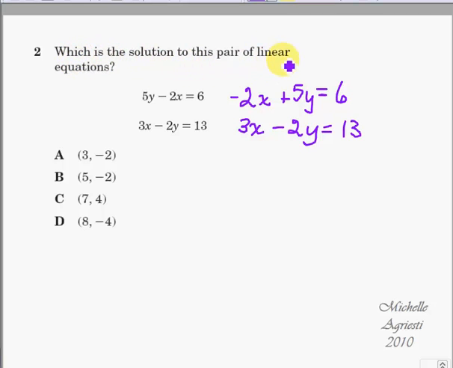Which is the solution to this pair of linear equations? And they gave us the equations. And remember, we've rewritten them so that all the terms are in order. This is very, very important for what you're about to see. You will not get the answer right if you don't do this. So make sure and check for detail and make sure that they're written correctly. Let me bring in the calculator.